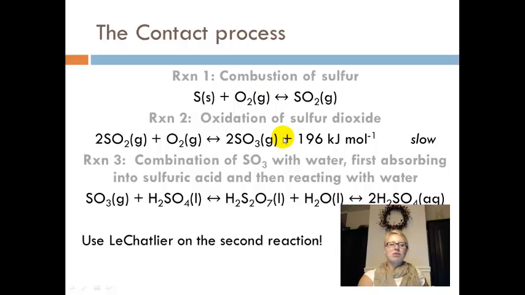So for this particular process, in order to increase the efficiency, you would focus on step number 2, because reaction number 1 and reaction number 3 are very quick steps. Now, reaction number 2 is the slow step. So if you use Le Chatelier's principle to affect step number 2, you will increase the efficiency of making sulfuric acid.